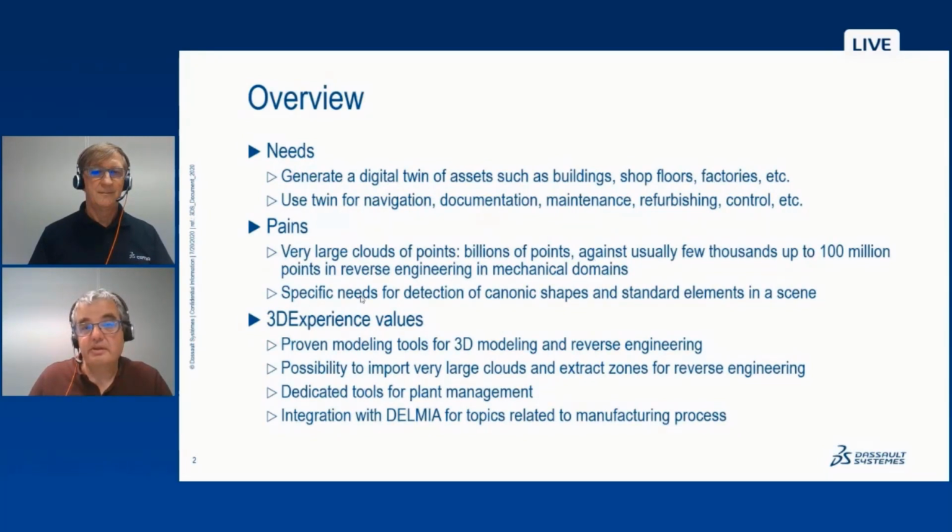The problem is that you have to create a 3D digitalization of the site, of the factory or workshop or anything, and usually you will get a very, very large number of points, much more than what you get when you're just digitalizing a part or even an object or a car or something like this. So that's the first problem, very large number of points. And the second one is that you also need some specific tools which were not necessary before when we were just doing reverse engineering on products.